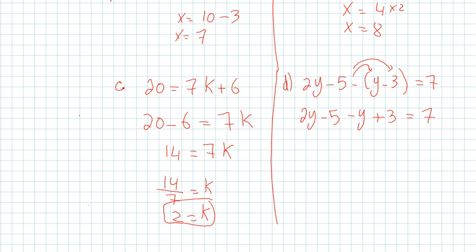So what's 2y minus y? 2y squared? What? Oh, it's minus. Yeah, you subtract. Okay? So you have 2y, and then you take away 1y. So you have 1y, right? Now, the negative 5 and the plus 3, you can simplify those two on the spot. So these two can go together, right? So what's negative 5 plus 3? Negative 2, equals 7.